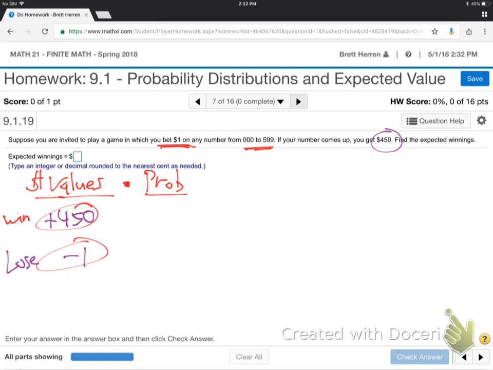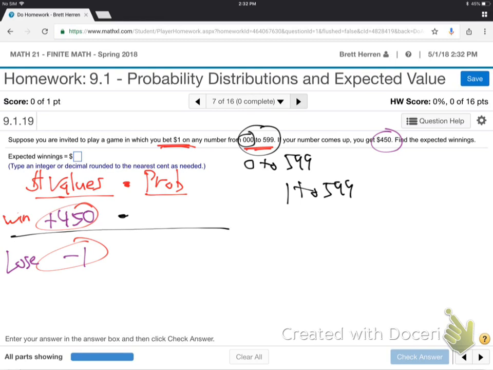Let's see what happens. Now we need the probability. Got to multiply. What's the probability of winning? What's the chance you're going to win? Well, how many numbers are there from zero to 599? Well, from one to 599 is 599 numbers, right? One, two, three, right? So then if you throw in zero also, 600 numbers. Does that make sense? How there's 600 numbers actually? From one to 599 is 599, and then the zero makes 600 numbers.